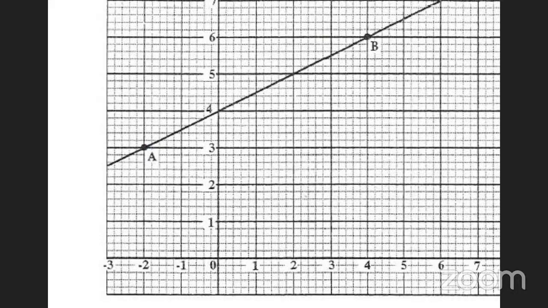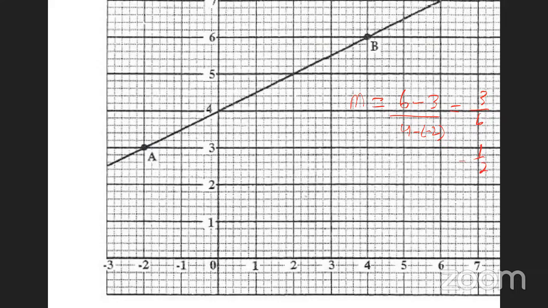All right, let's see what you got. Gradient, I hope you all see it, right? For gradient, I have y2, which is 6 minus 3, over 4 minus 2. So I got 3 over 6. I have 3 over 6.